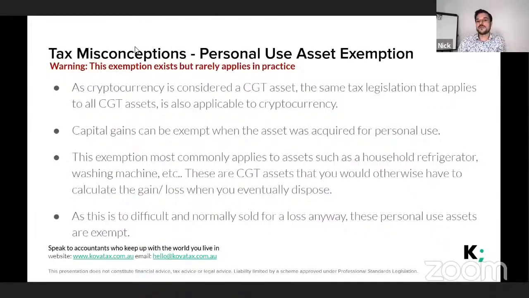The most common examples of this are things like you purchase a refrigerator for your household, or you purchase a washing machine, right? These are all items of property, which would be a CGT asset as well. You can imagine how frustrating it would be for everyone to have to calculate capital gains and capital losses when they sell their refrigerator on eBay or Gumtree or wherever you sell it, right? It would be crazy. So because it's for personal use and it's lower than a certain threshold, you're allowed to basically ignore any capital gains or loss implications from that. And because cryptocurrency is also a CGT asset, it is also eligible. You can look at this exemption to see if it applies.